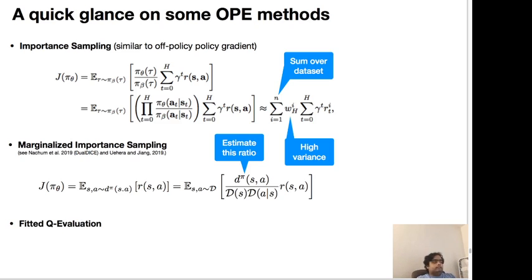Finally, you could also do something other than importance sampling, which depends on using a Q function to directly evaluate the return of a policy pi. So unlike actor-critic methods, where you would estimate the Q value for the actor policy and update the actor policy based on the Q function, here you would try to estimate the Q function for a fixed policy pi that is given to you because you're trying to evaluate it.